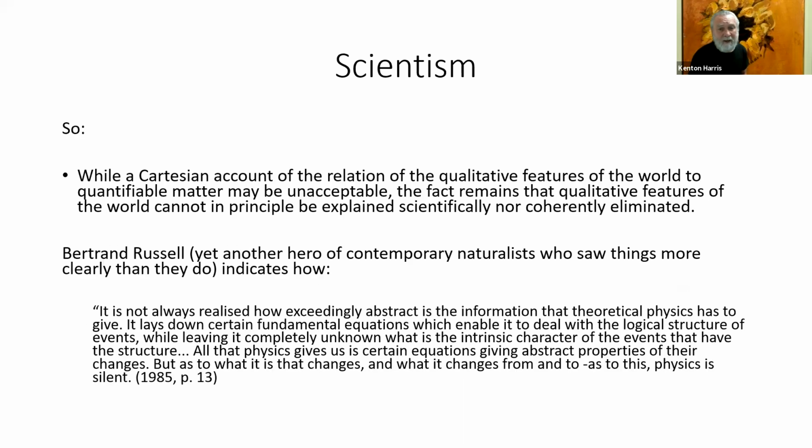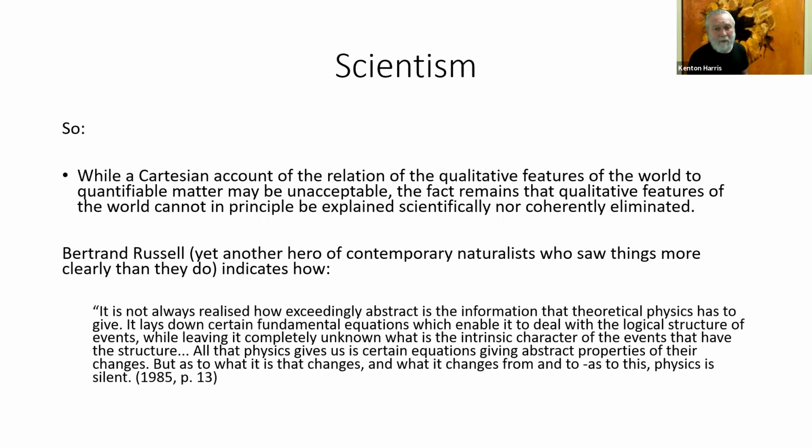So, while a Cartesian account of the relation between qualitative features of the world and quantifiable matter may be unacceptable, we may not want to embrace Descartes' dualism, right? The fact remains that the qualitative features of the world cannot in principle be explained scientifically or coherently eliminated. So that's again a snapshot of Feser's main argument here. You can't simply eliminate the qualitative because it's a feature of human life. Science and experience itself rely on it, but you can't explain it away in terms of the quantitative because all you'll ever get is correlation, not reduction.